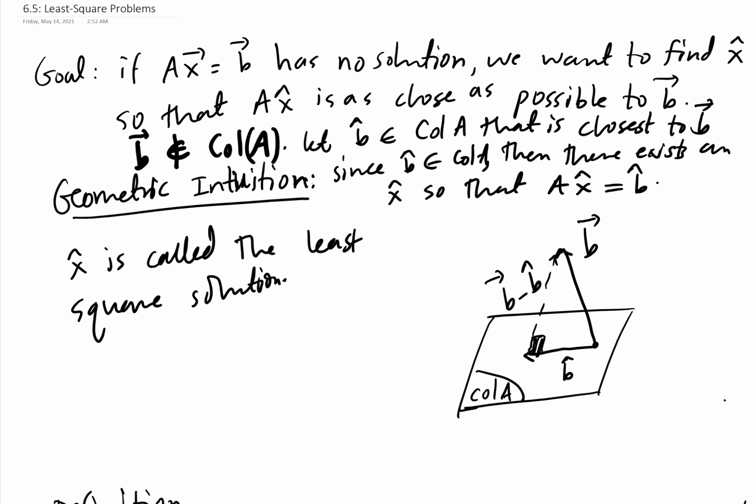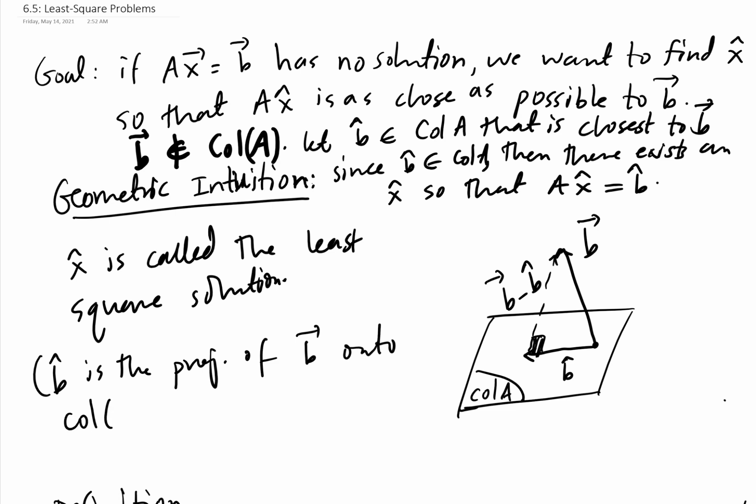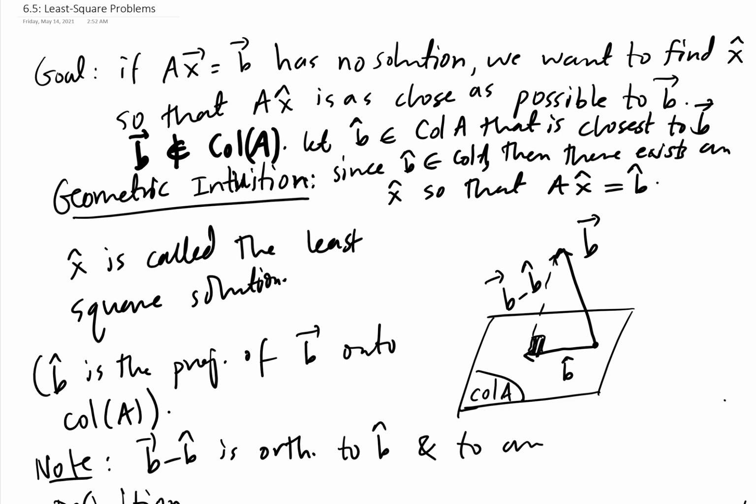Again, b hat is the projection of b onto the column space of A. Note, b minus b hat is orthogonal to b hat and to any vector in the column space of A.